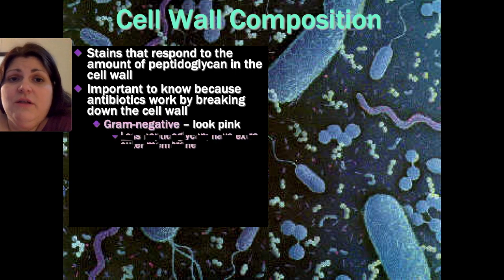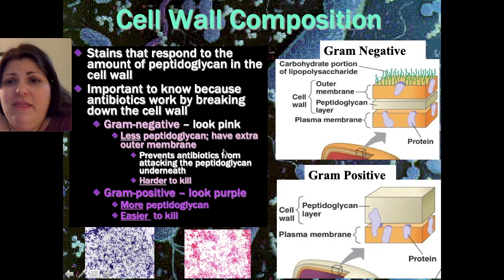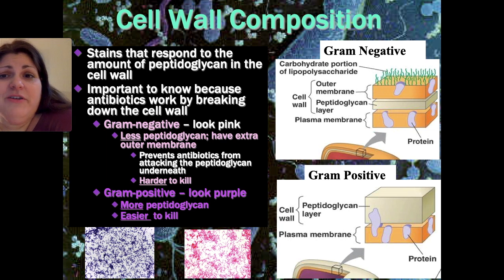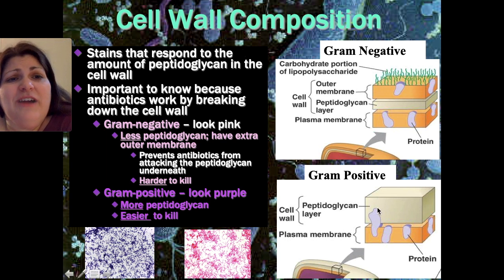So the two results: gram-negative bacteria look pink. They didn't hold on to as much stain. The reason why is because they have an outer membrane on them. And that outer membrane protects the layer of peptidoglycan. So if you're taking an antibiotic that works by trying to break down that peptidoglycan, it's not going to work as well because that extra layer is providing protection, a barrier to the peptidoglycan. If you have gram-positive bacteria, it tends to look purple. They have much more peptidoglycan without that extra outer membrane, so antibiotics can get to it much more easily.